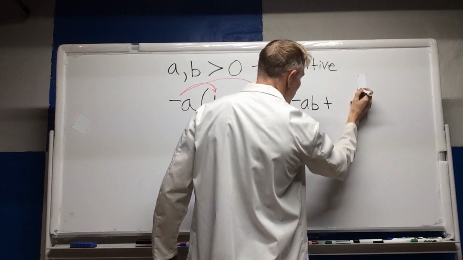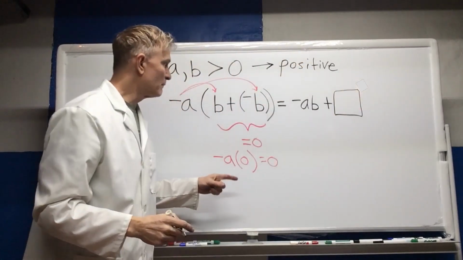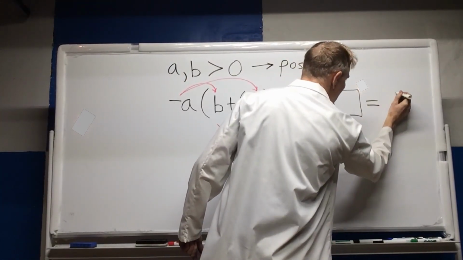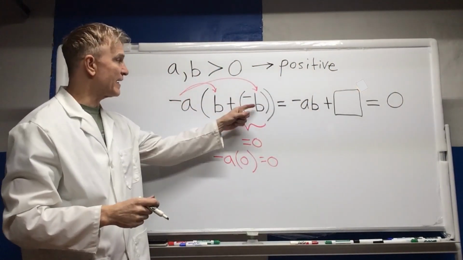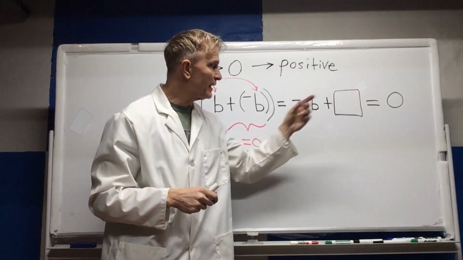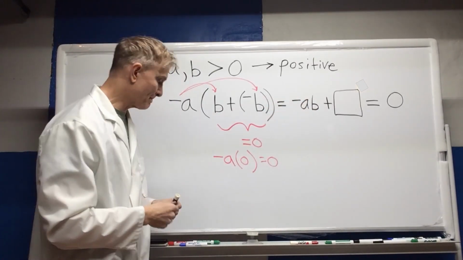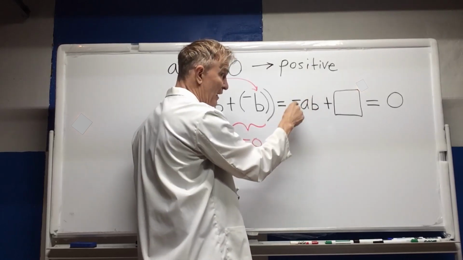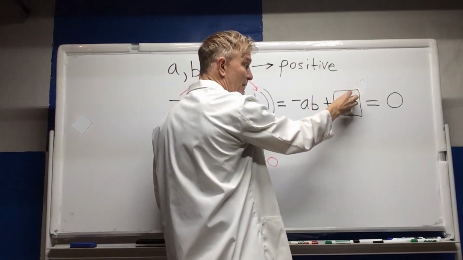plus that box, but we know that ultimately those have to equal 0. So a negative A and a negative B, the only thing that I could possibly get that's going to offset this negative AB is a positive AB. So A is a positive, B is a positive, and one of them's negated, so this is a negative, so this has to be a positive AB.